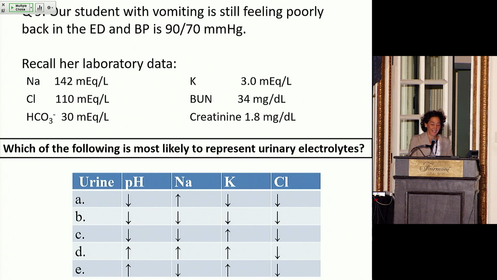Next question. We're going back to our student. Remember the one who was vomiting, who had hypokalemia? And I invoked early losses of potassium with bicarbonaturia. Well, that poor student is still vomiting, all right? And she's feeling poorly. She's back in the emergency room. Her blood pressure is 90/70. And recall her labs. Remember that her potassium was 3 and her bicarbonate was 30. She had generated an alkalosis. Creatinine was 1.3. And so here's this sort of evil up and down arrow question.